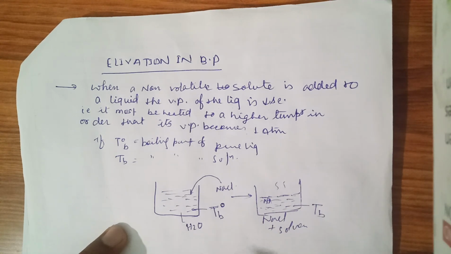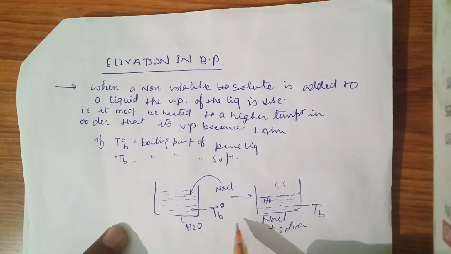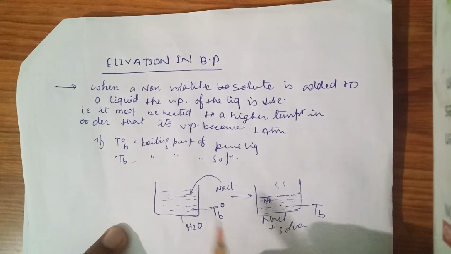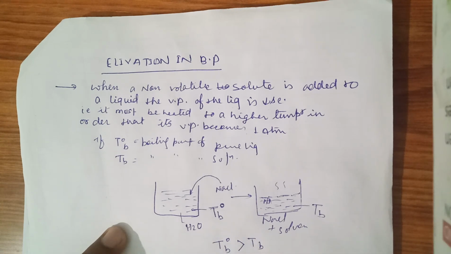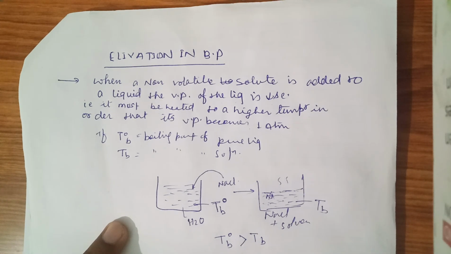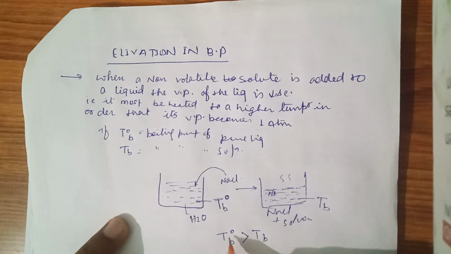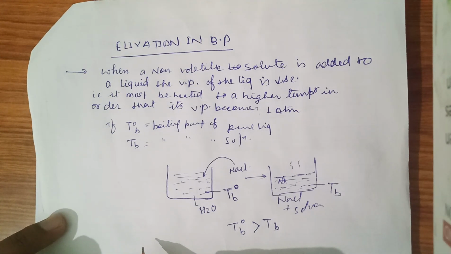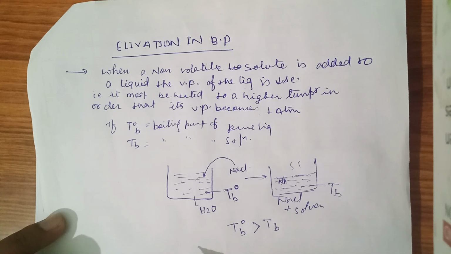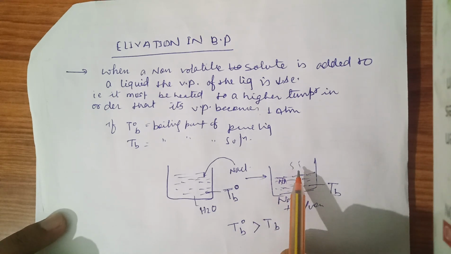Suppose the boiling point considered for this state is TB, then from this we can observe that T naught B is greater than TB. If experimentally observed, we will find the value of T naught B is greater than that of TB. In this case, there is a decrease in the vapor pressure which leads to an increase in the boiling point, as in order to boil any liquid we have to make the vapor pressure equal to atmospheric pressure.